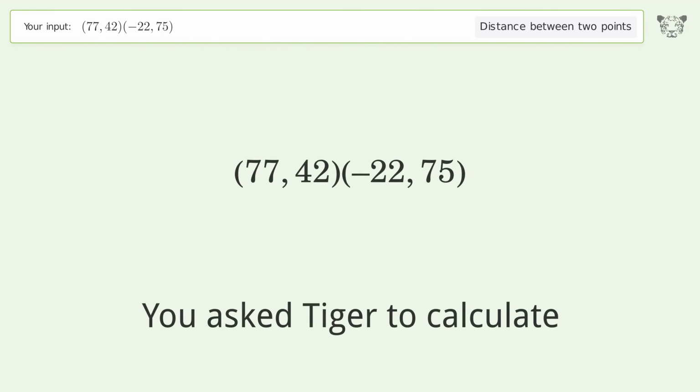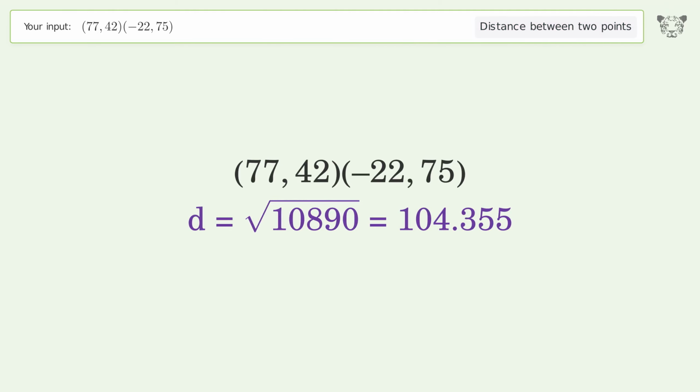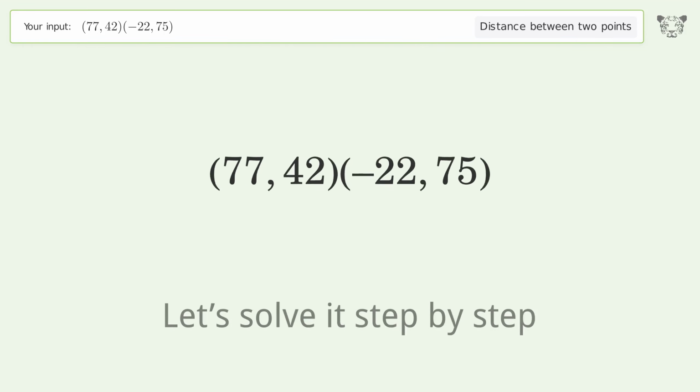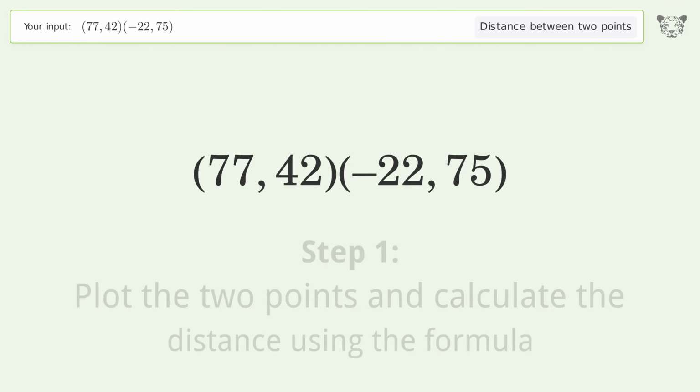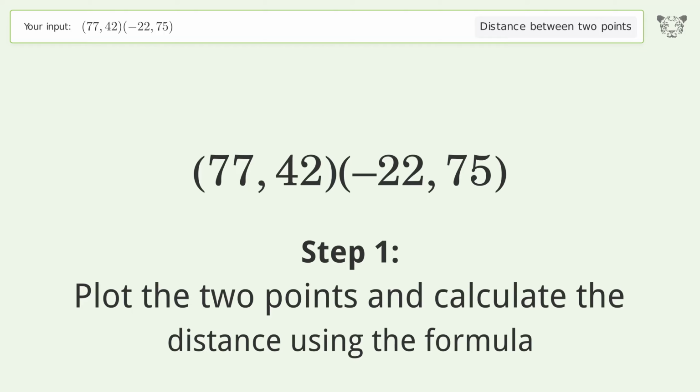You ask Tiger to calculate. This deals with the distance between 2 points. The distance between the 2 points is the square root of 10,890 or 104.355. Let's solve it step by step. Plot the 2 points and calculate the distance using the formula.